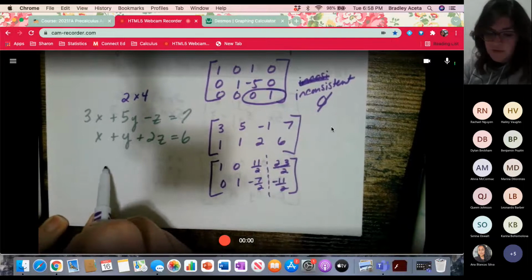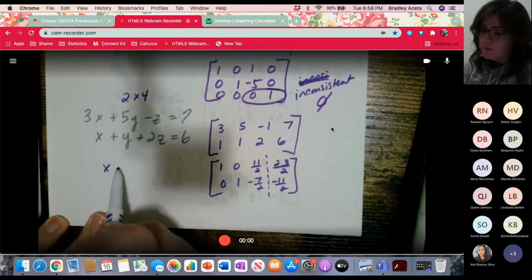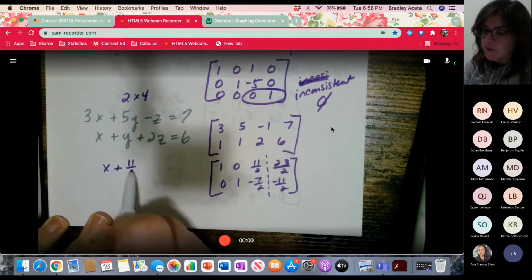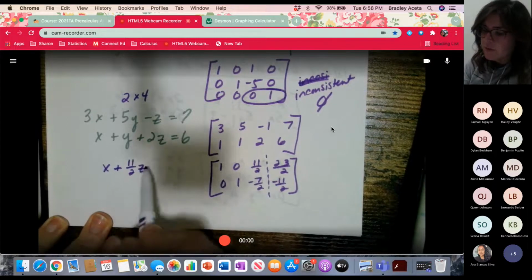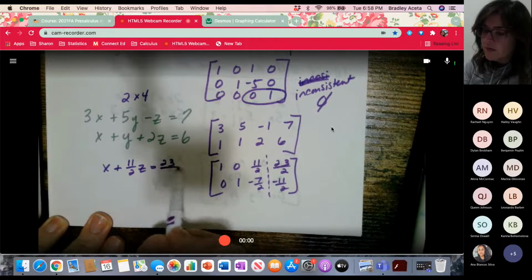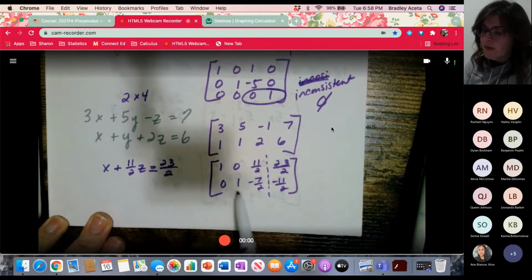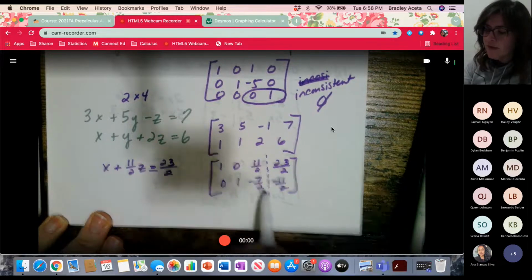So I have X plus, remember this is my Z, 11 over 2Z equaling 23 over 2. And then this right here, I have Y, and then that's my Z.